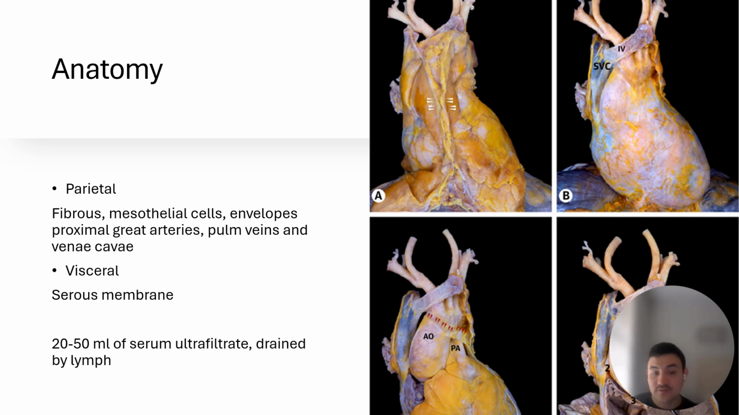which is an ultrafiltration of the serum. This is drained by lymph nodes.